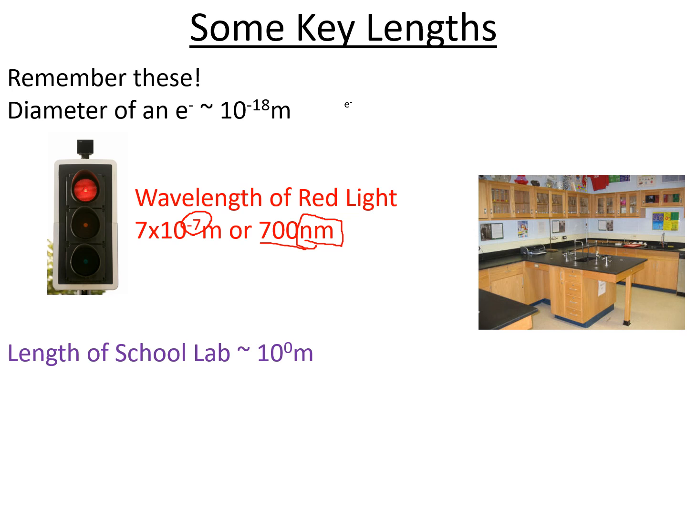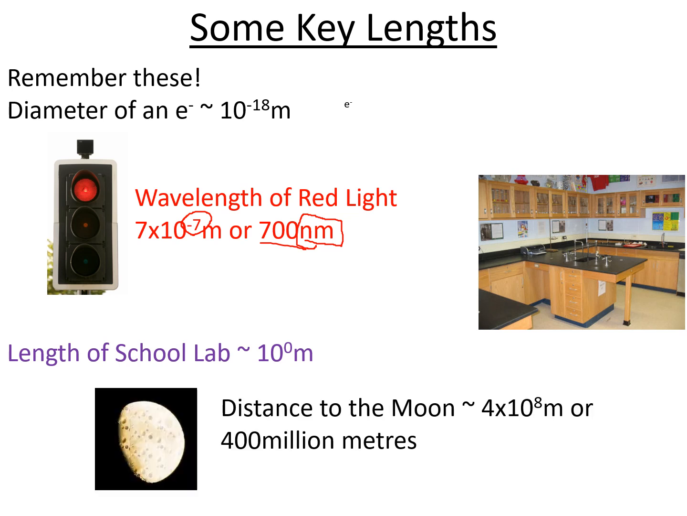And length of a school lab is roughly about 10 meters, so the order of magnitude in this case is 0. Distance to the moon is about an order of magnitude of 8, so you can see compared to the electron, there is a massive difference between the order of magnitudes of these two things.